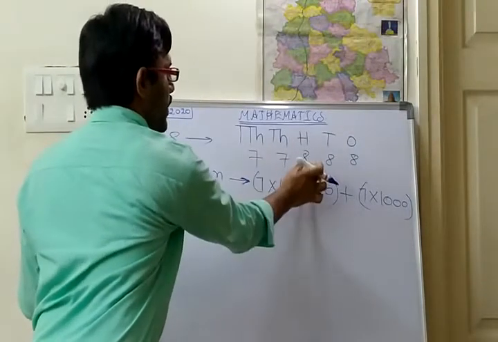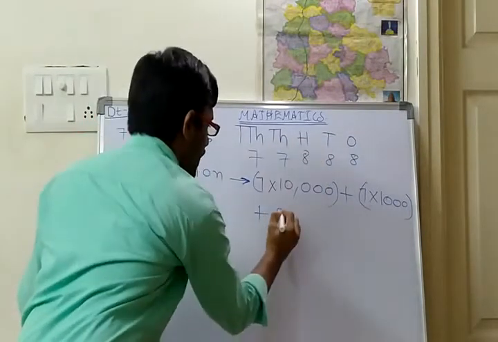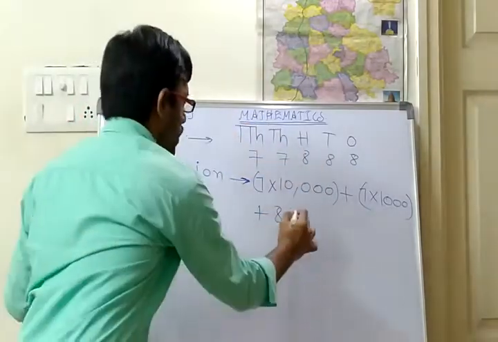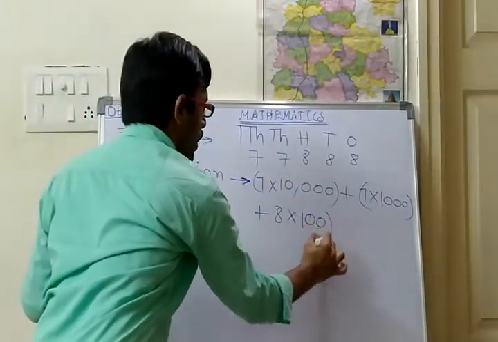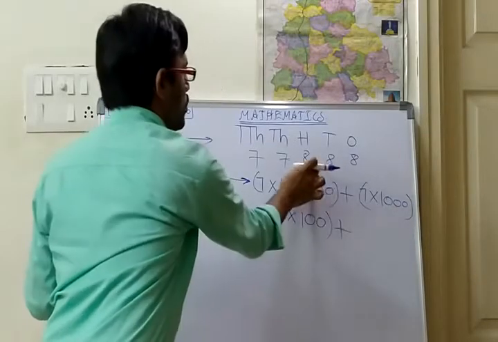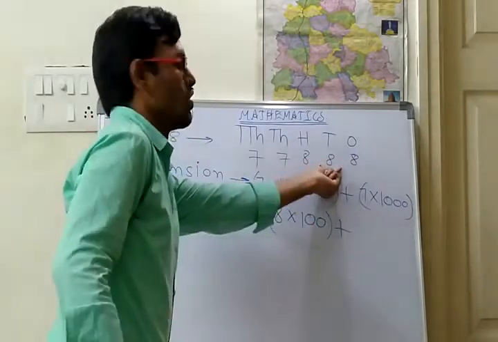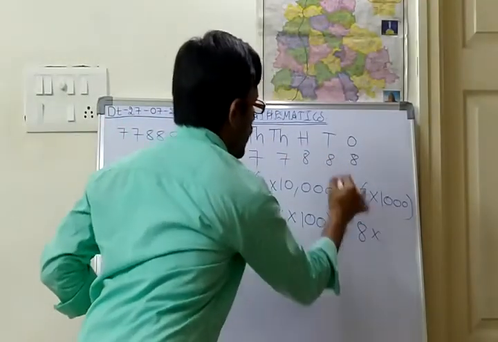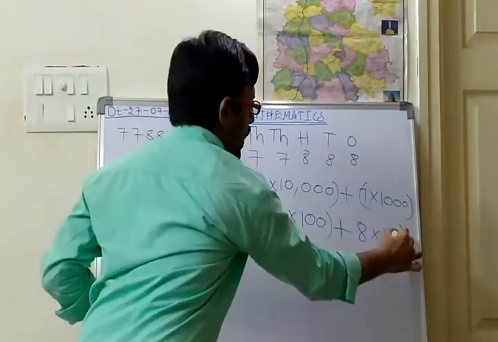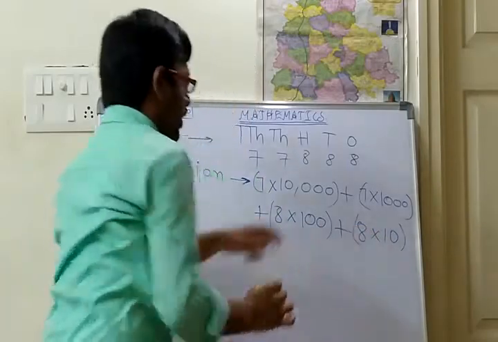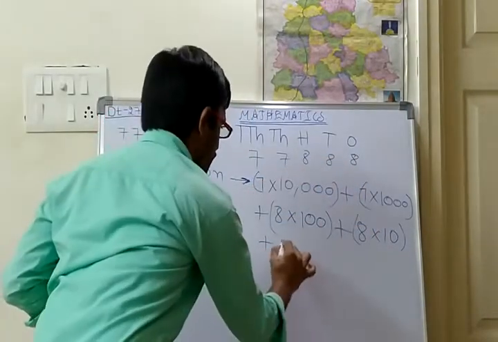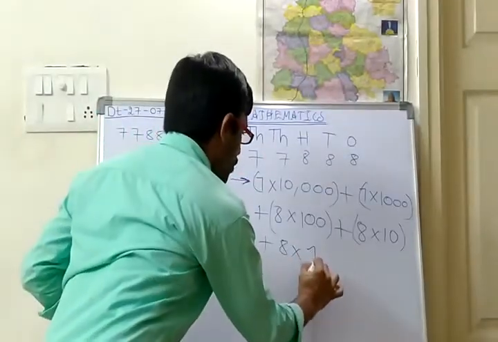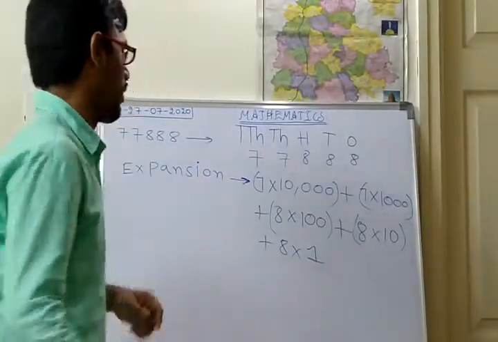Next 8. This 8 is in which place? Hundreds place. So 8 into 100. This is completed. Next, this 8 is in which place? Tens place. So 8 into 10. Next, last one. This 8 is in which place? Ones place. So 8 into 1. So this is the expansion.